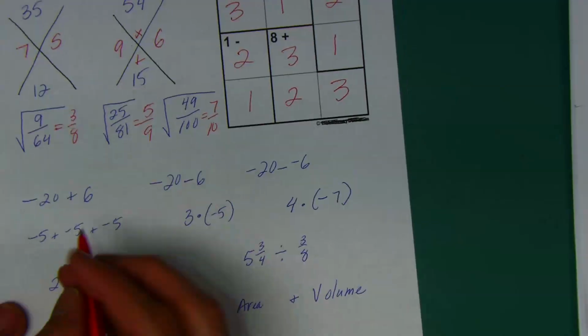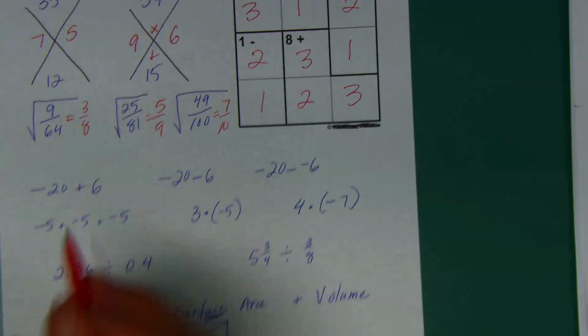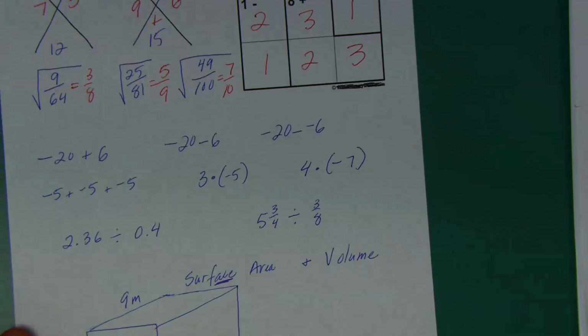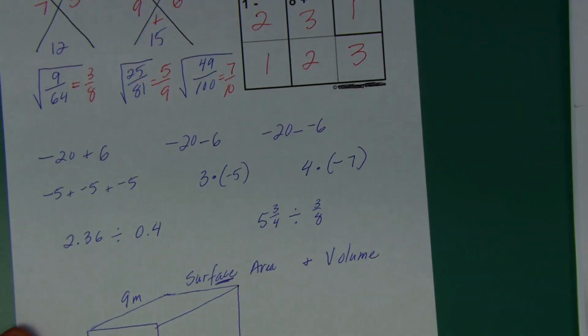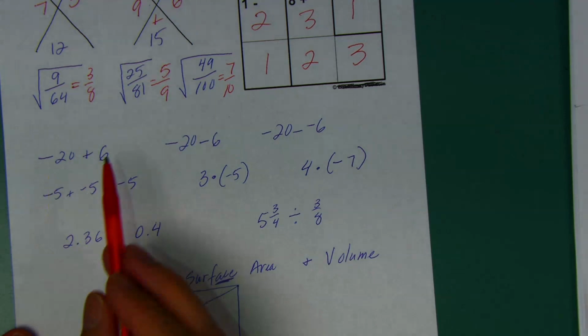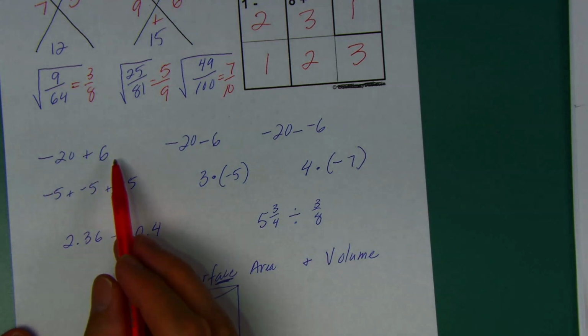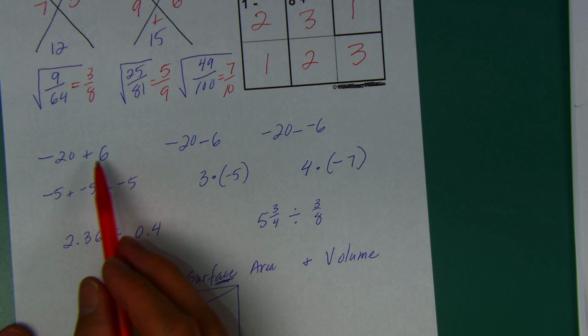All right, integers. I owe $20 plus I have $6. That doesn't mean I owe 26. That's the most popular wrong answer, right? Remember, I owe 20, but I have 6. That's a positive. Can I pay everything off? No, I'm still going to owe.